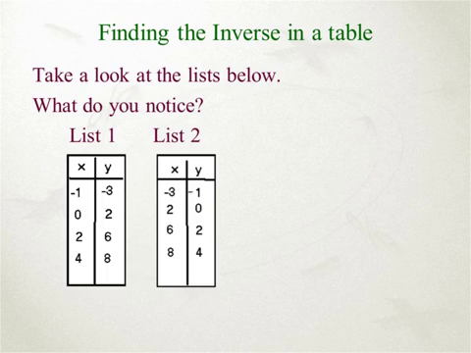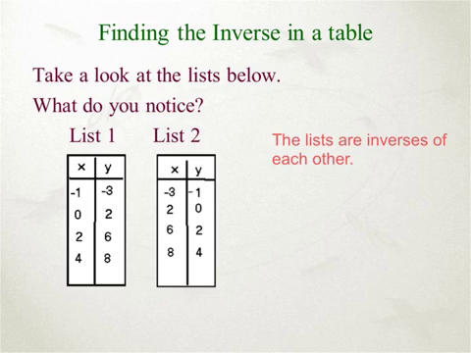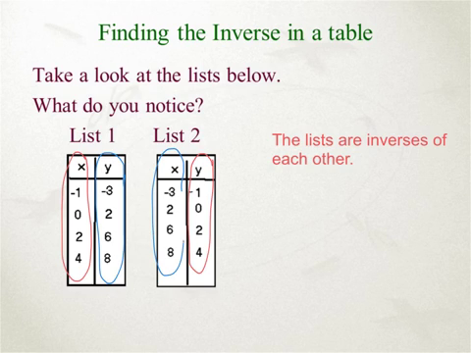So take a look at these lists below and see what you notice about them. You should have said that you thought the lists were inverses of each other, and the evidence for that is that the elements of the domain of the first list happen to be the elements of the range of the second list, and also the elements of the range, or the y values in list 1, appear to be the domain elements.